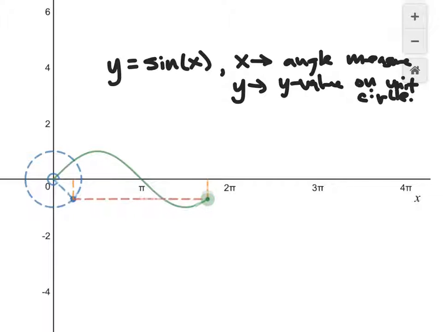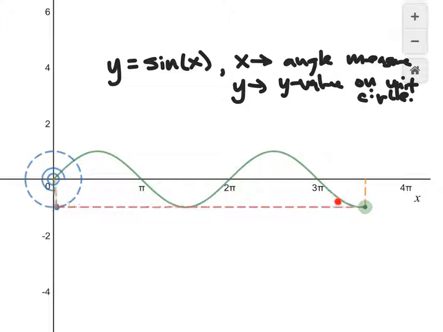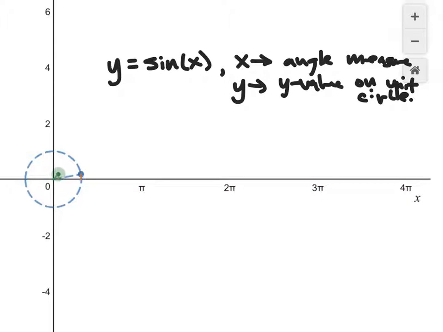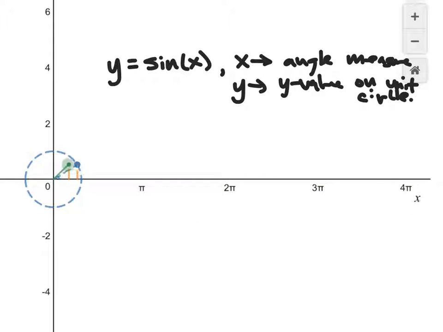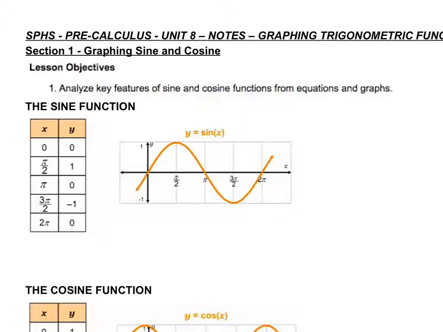The other thing I want to talk about is that as we're going around, we have this wave. We call this a sine wave. The y values are plotted for our sine wave based off of the y value on the unit circle. I wanted you to see this animation as I'm going through it.